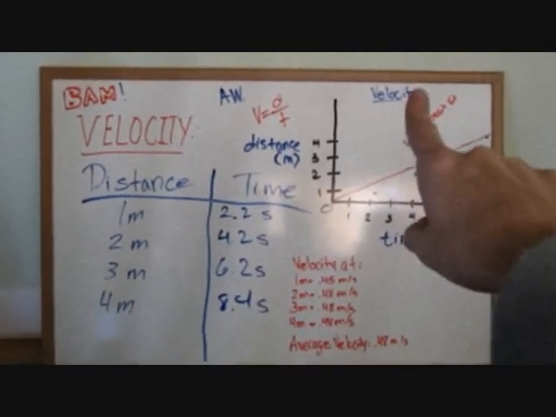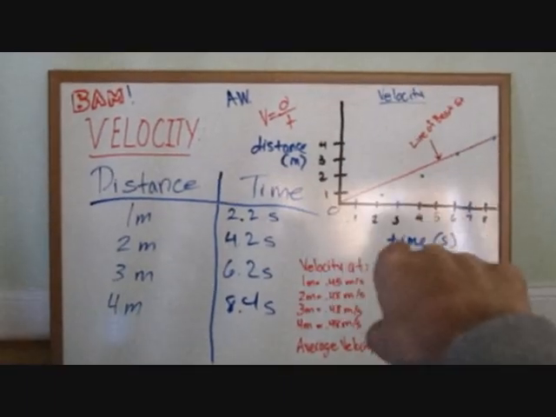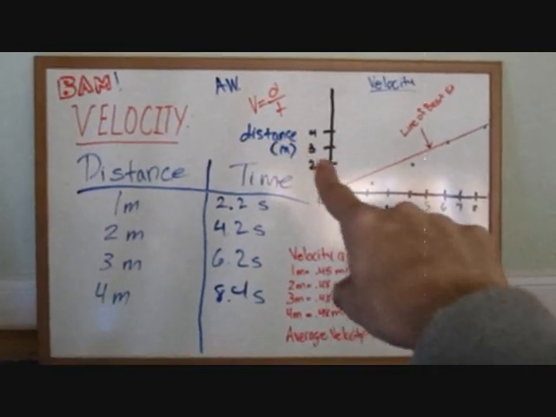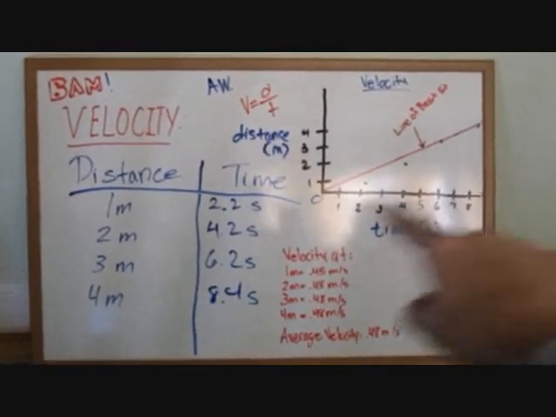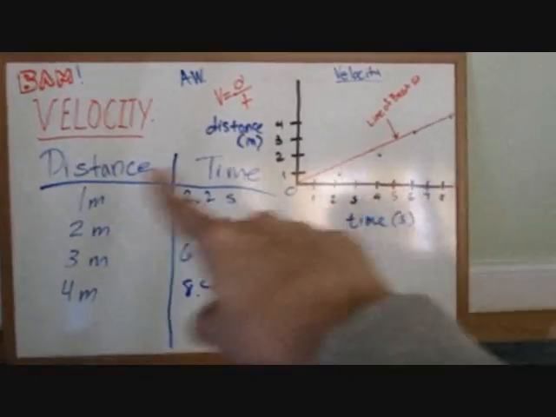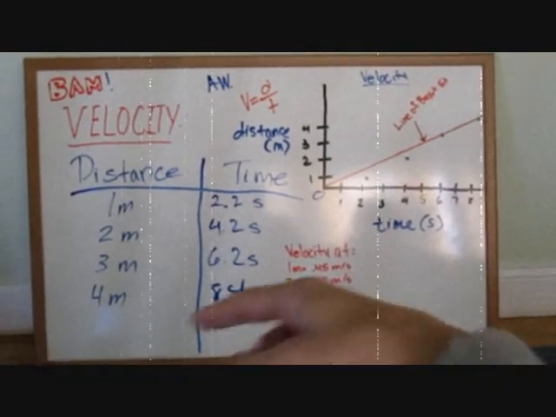The graph over here is a velocity graph. It's distance over time because velocity is distance divided by time. So we plotted each point that we found on the chart and then did a line of best fit and tried to include as many points as possible.